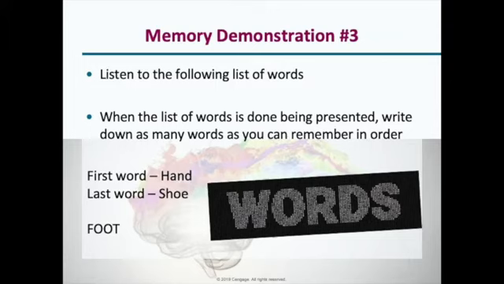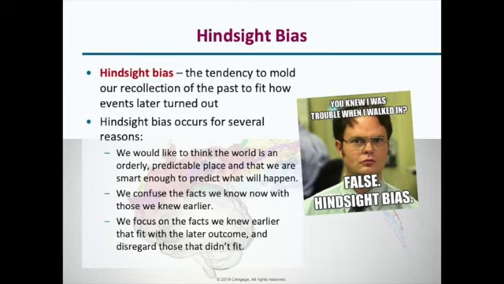And it gets funnier. Slide 58. People often revise their memories, saying that how an event turned out was what they expected all along. Their behavior illustrates hindsight bias. Hindsight bias occurs for several reasons. We would like to think the world is an orderly, predictable place, and that we're smart enough to predict what will happen. That's not true.